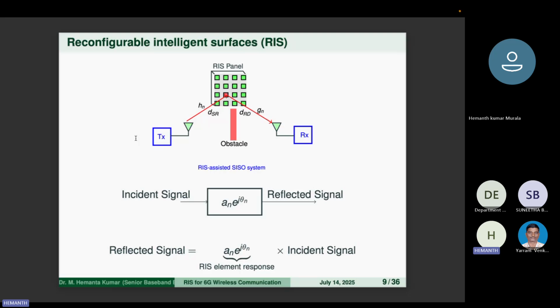It will be incident on the RIS panel. One RIS panel is having N reflective elements. I took only one element, that is the nth element. It has some amplitude a of n and some phase, e to the power of j theta n. I will write this theta as the phase. I will tell you a simple thing.